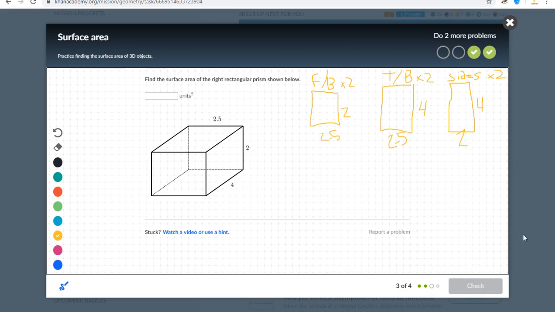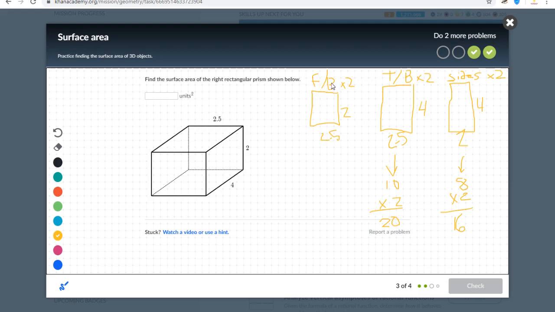So now let's do the calculations. 4 times 2 is going to give us 8. And now since we have 2 of these, we got to times this by 2 again, which would give us 16. The top and bottom, we got 4 times 2.5, which is going to give us 10. And again, we have 2 of them, so we're going to times it by 2 again, and get 20.